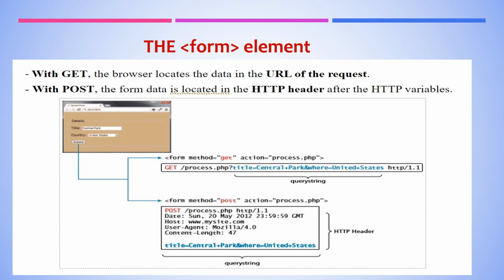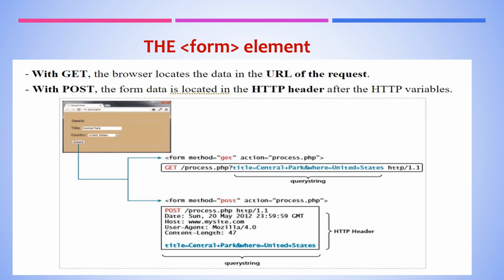The method attribute specifies how the query string data will be transmitted from the browser to the server. There are two possibilities, get and post. The difference resides in where the browser locates the user's form input in the subsequent HTTP request. With get, the browser locates the data in the URL of the request. With post, the form data is located in the HTTP header after the HTTP variables.